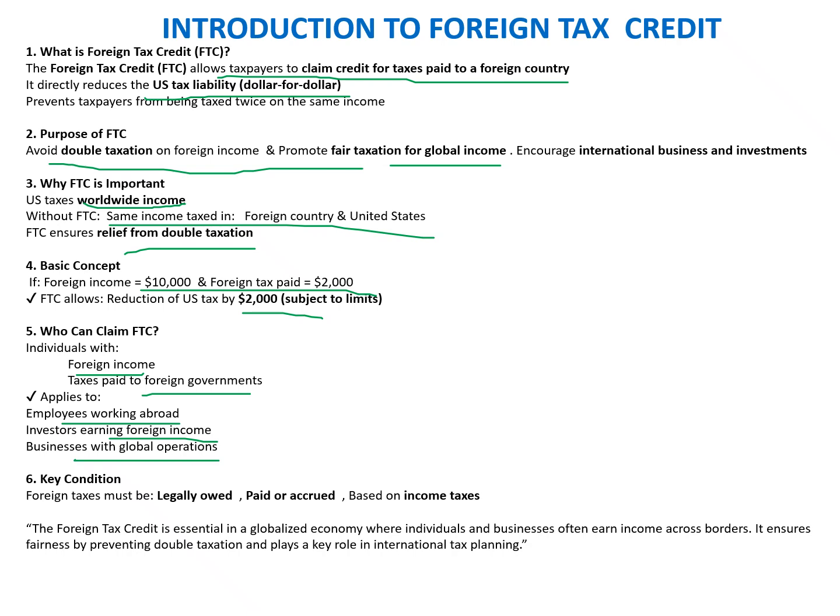Key conditions: foreign taxes must be legally owed, and paid or accrued based on the income and the taxes there. The foreign tax credit is essential in a globalized economy where individuals and businesses often earn income across borders. It ensures fairness by preventing double taxation and plays a critical role in international tax planning. So let's move to the next slide.